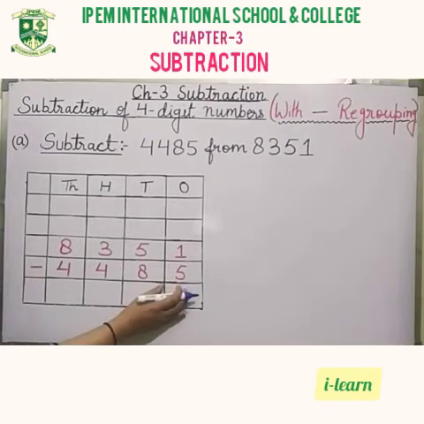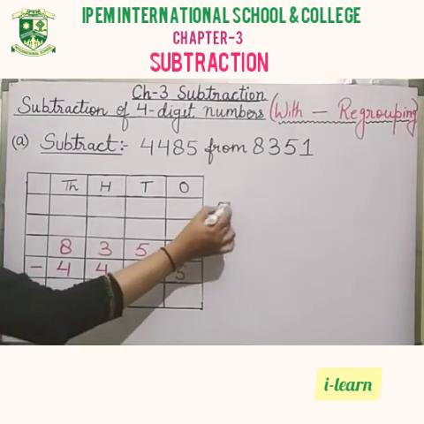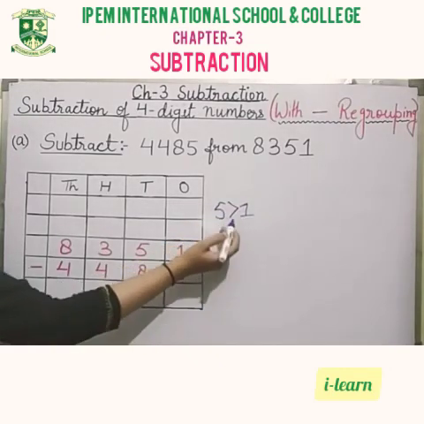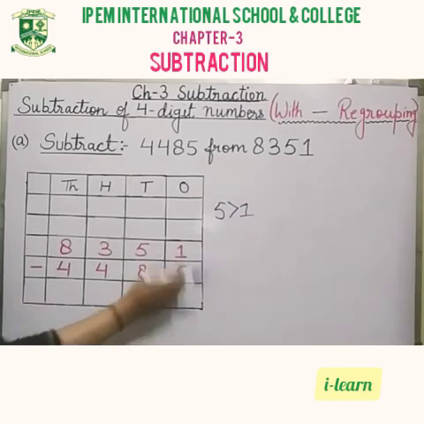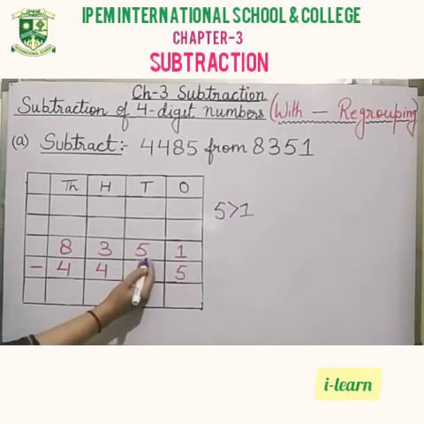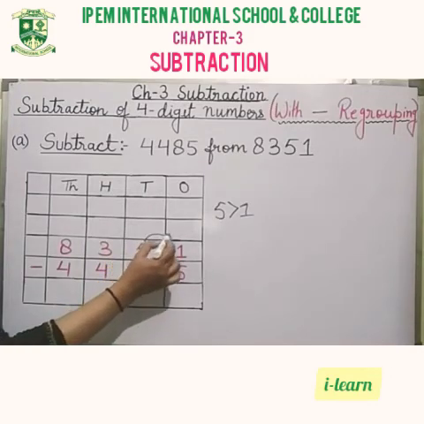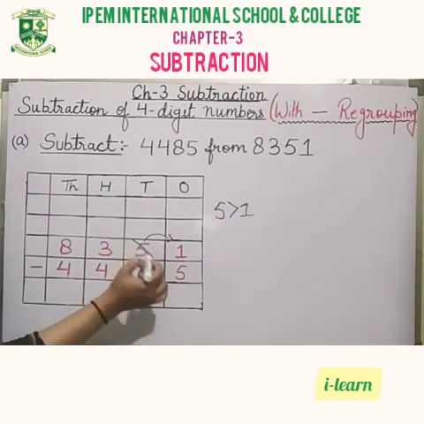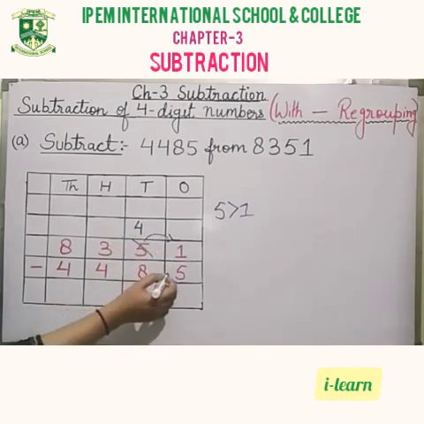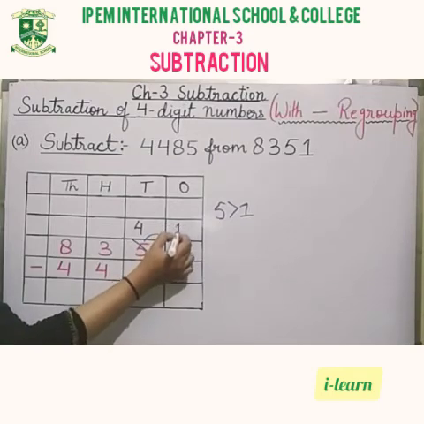Here we have to subtract 5 from 1. As you know, 5 is greater than 1. We can't subtract 5 from 1. So what we will do? We will borrow one number from the previous number. So we will borrow 1 from 5. So this 5 will become 4. And this 1 will become what? This will become 11.